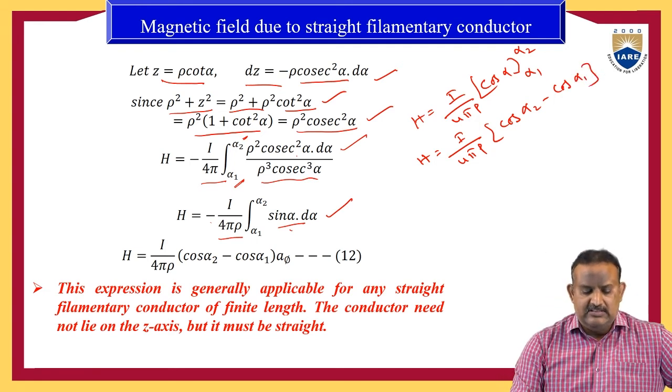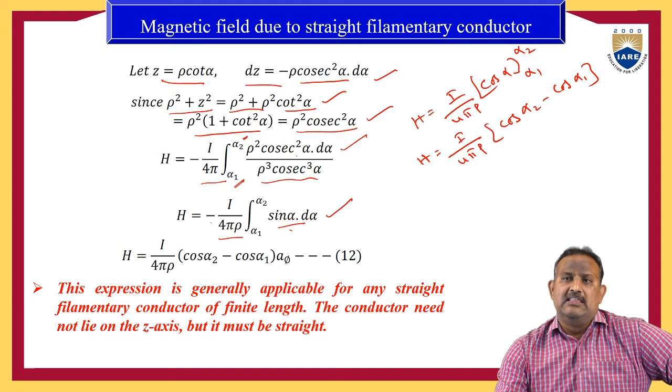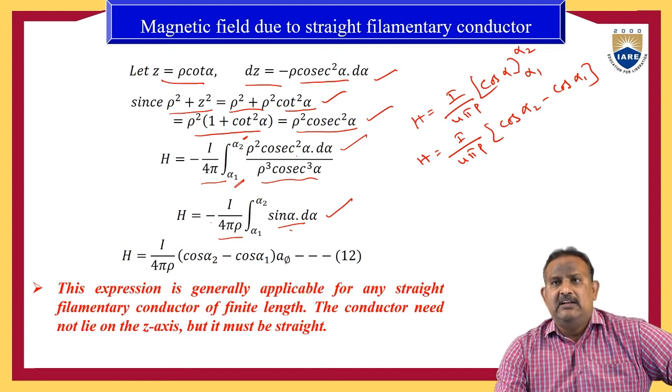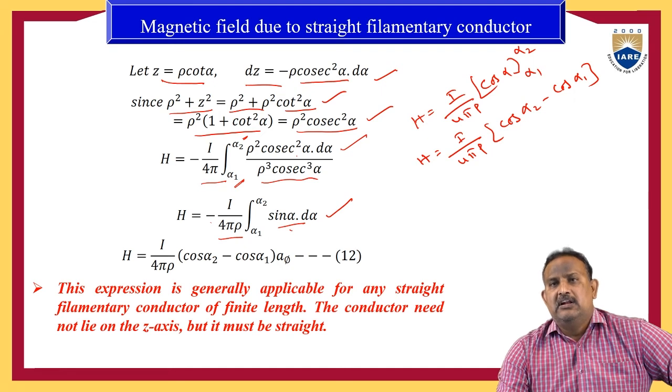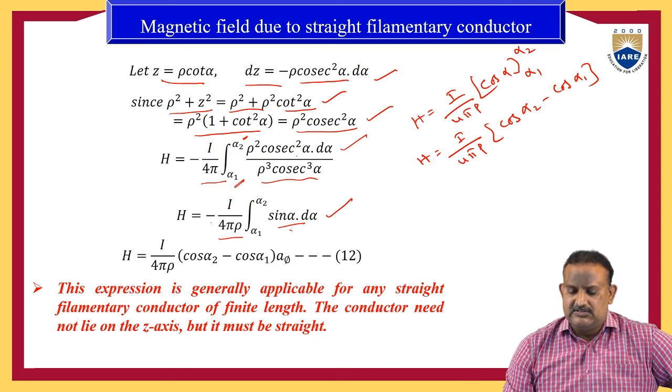So, this expression is generally applicable for any straight filamentary conductor of a finite length. We can assume the semi-finite length or we can assume infinite length also. The conductor need not lie on the z-axis for this particular case. It may be along x-axis or it may be along the y-axis also.